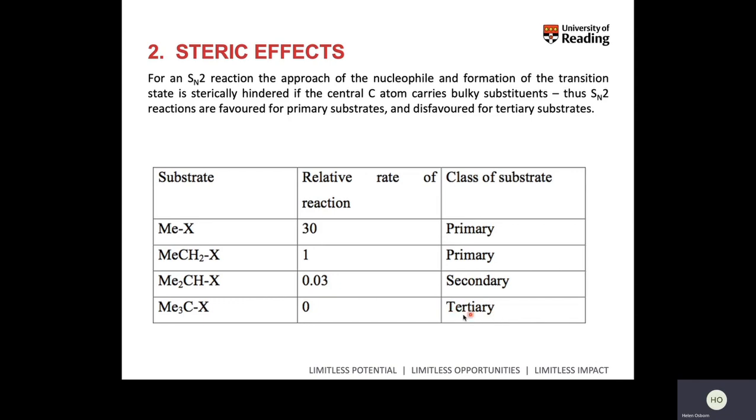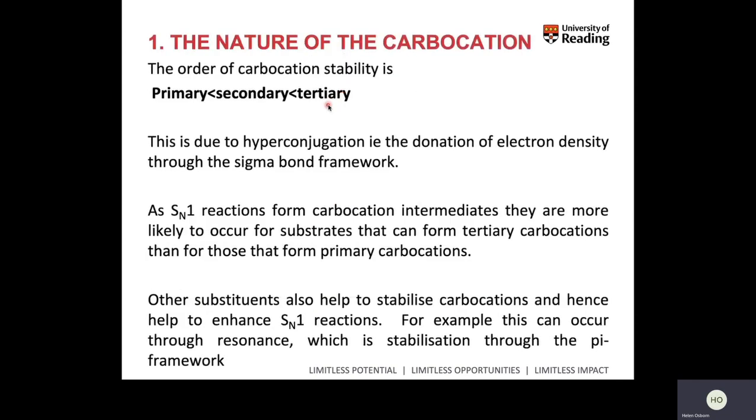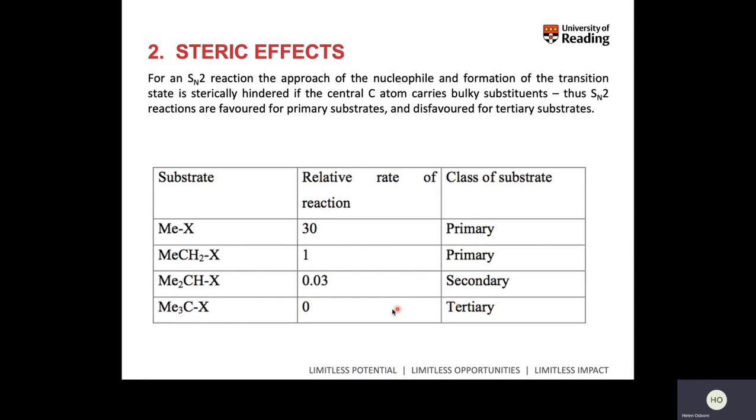So here where we would have a tertiary substrate, we saw on the previous slide that tertiary gives a stable carbocation, so it's likely to occur via SN1. That's what we're seeing here. It's still likely to occur via SN1 because the steric bulk of the substrate means it's unlikely that the nucleophile could attack before the leaving group departs via the SN2 reaction.